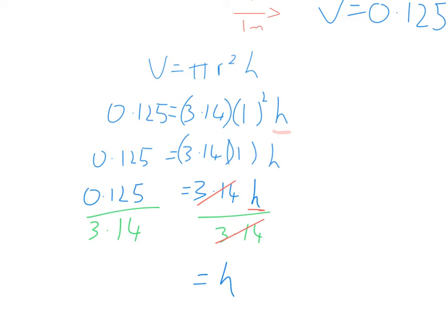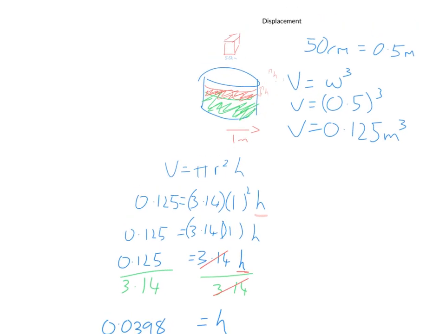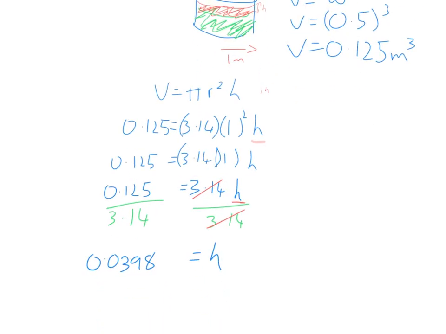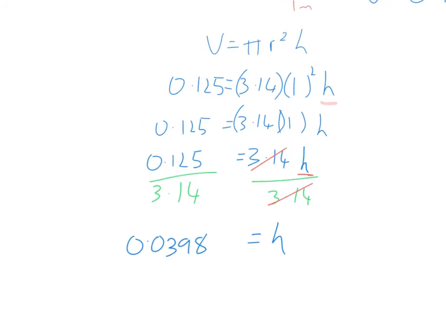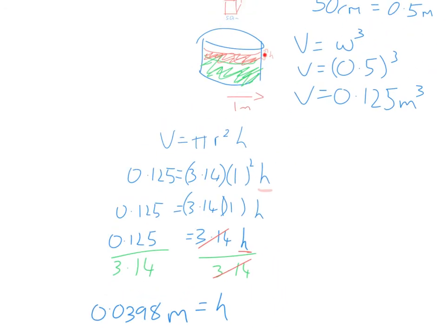And then the left hand side, 0.125 divided by 3.14, which will give us 0.0398. And because we've been using meters from the get-go, remember we changed our centimeters to meters, we'll use meters for our answers. So 0.398 meters. That's going to be how much this height has risen by.